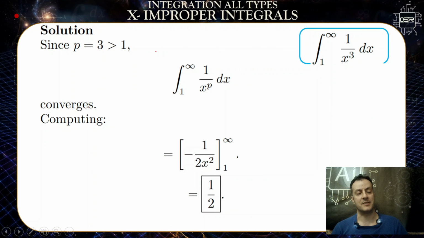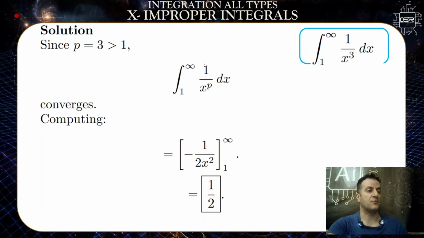Now, remember something, that this is actually a p series. It has the form of 1 over x to the power of p, where whenever p is strictly greater than 1, in our case it is equal to 3, then this integral would converge. Immediately you can figure that out, okay?